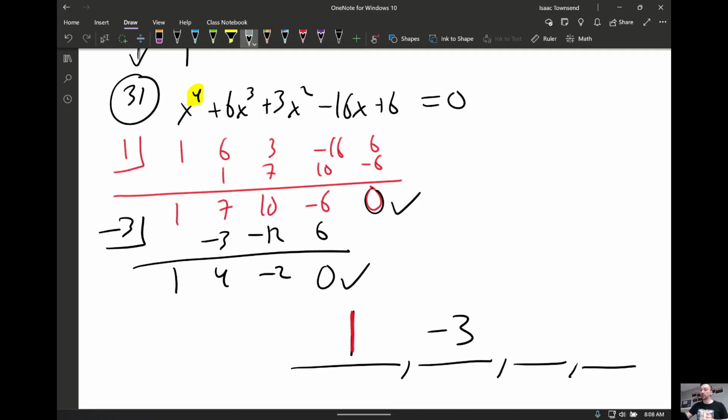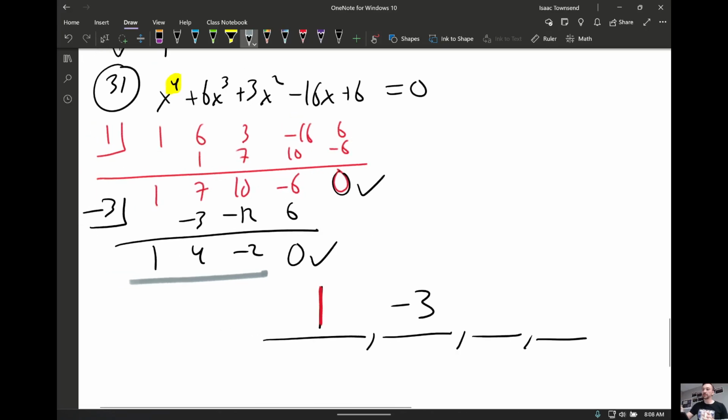And then what do these 4 numbers represent? We got 1, 1 what? It's an x squared. We start off with the 4th degree. When divided out 1, this represented x to the 3rd. So if we divided out another one, this now represents an x squared. So the next one would be x, and the last one would be the constant.